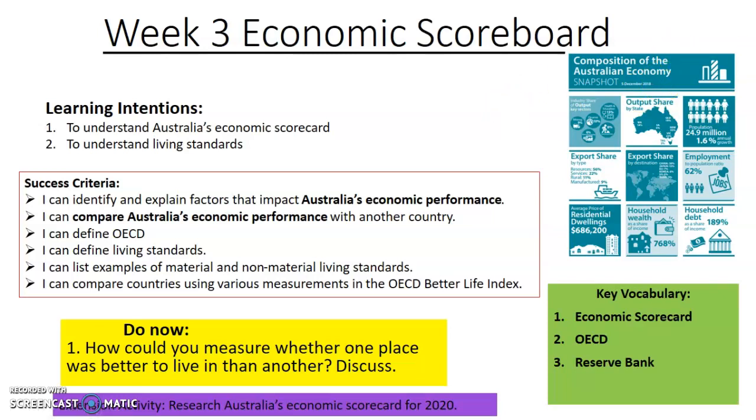There are many things that we have to consider when we look at the living standards or economic scoreboard or scorecard. The first thing we talk about is the output share by state. So how much of a share does every state have within the economy? How much are we exporting? What is our employment rate? What is our household debt? How much are people owing to the banks or other people? Household wealth: what is the standard of living of each and every individual in a country? Residential dwellings: how much is the construction business booming in our country? So let's cover a little bit of this.